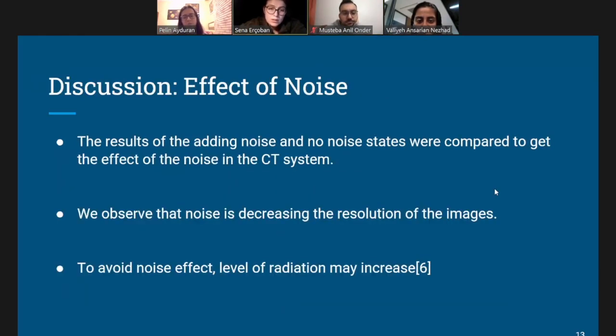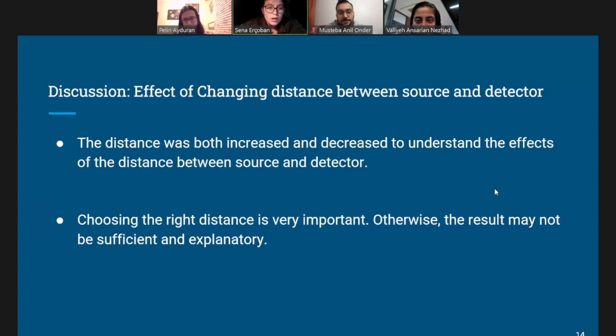When we compared the noisy result and the non-noisy result, we observed that noise decreased the resolution and the contrast of the image. To avoid the noise effect, the level of radiation can be increased. When we changed the distance parameter between source and detector, we observed that image quality becomes really bad. When we increase the distance, we obtain an empty image. And when we decrease the distance, we obtain a meaningless result. So we should set up the distance properly to obtain meaningful results.